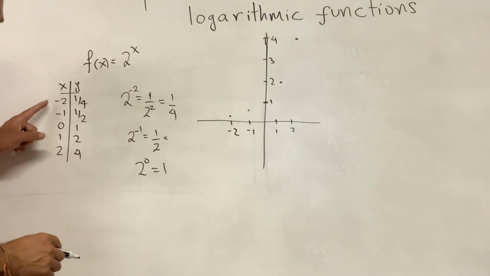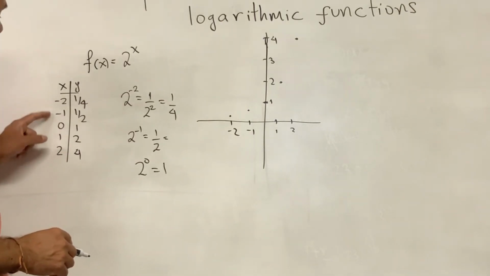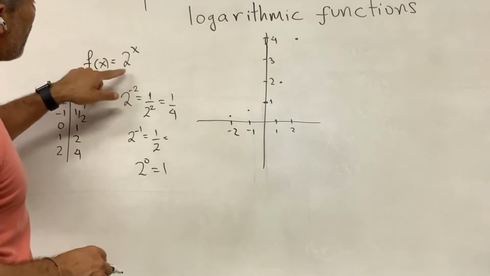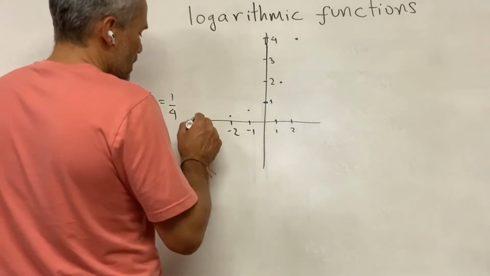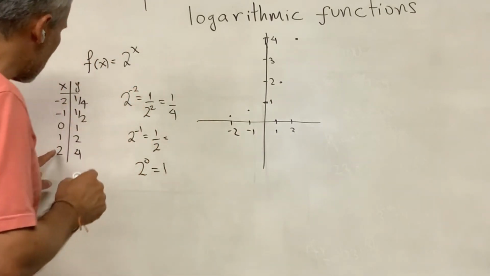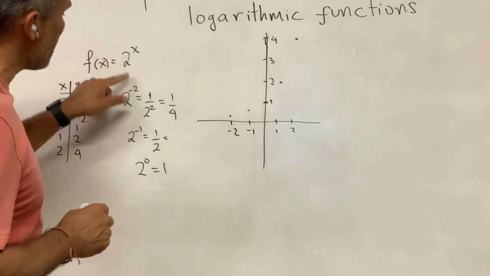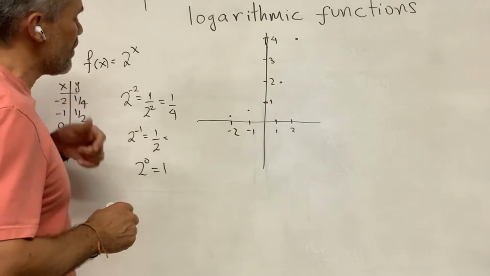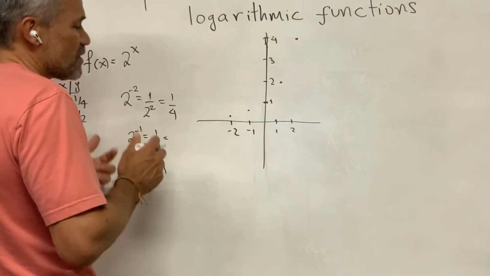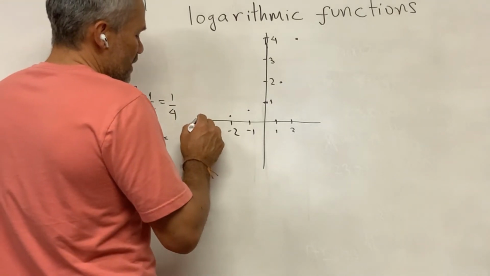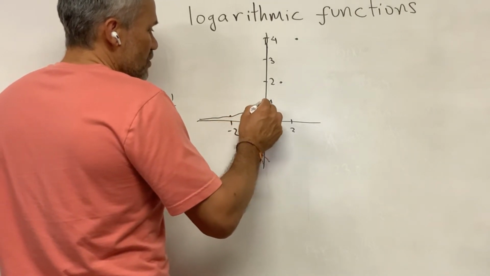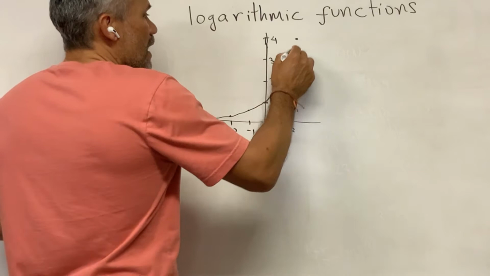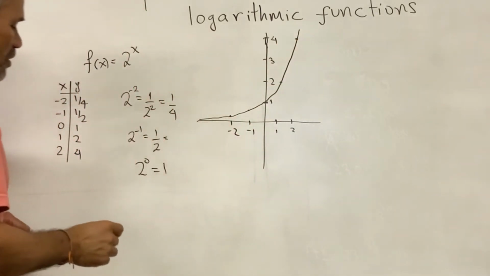And we notice that it doesn't matter what input we take, the output is always going to be a positive number. If x is very small, like negative 7, 2 to the negative 7 is 1 over 2 to the 7, which is 1 over 128, a very small number. Here we have that y equals 0 is a horizontal asymptote, and the function grows very fast.